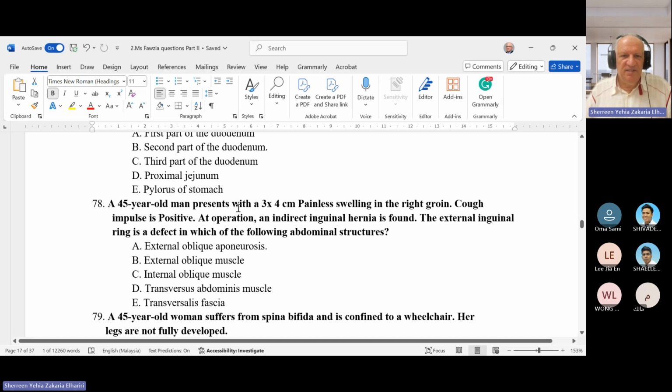45 years old man presented with a 3 by 4 cm swelling in the right groin.